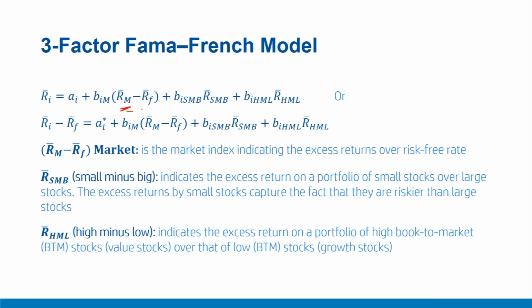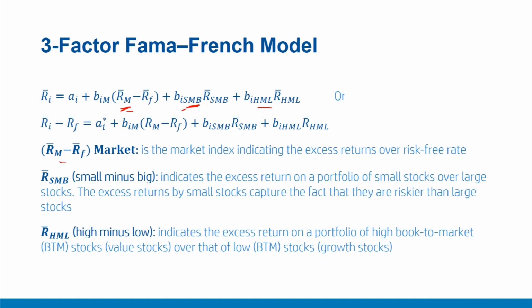Fama-French found that the size, which is proxied by market capitalization, and the ratio of book to market have explanatory power on the cross-section of expected returns for common stocks. They documented that the cross-section of expected returns is negatively related to size and positively related to book to market. So this small minus big is the second factor, which is size. That is, small stocks have higher returns as compared to large stocks, and high minus low book to market value.